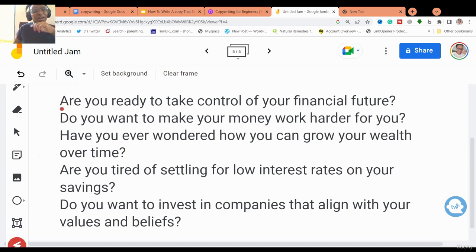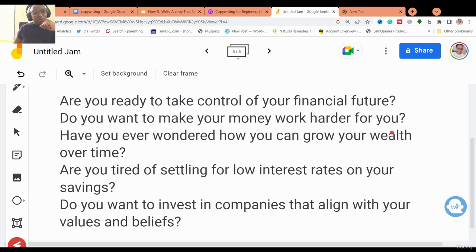One of the questions is, are you ready to take control of your financial future? Definitely, you don't expect me to answer this. It's a rhetorical question, but it's definitely addressing my needs and what I want. So another question is, do you want to make your money work harder for you? Of course I want. That is why I want to invest. Yes, it's a rhetorical question, but it's telling me that you know what you're doing. It tells me that you're ready to help me.